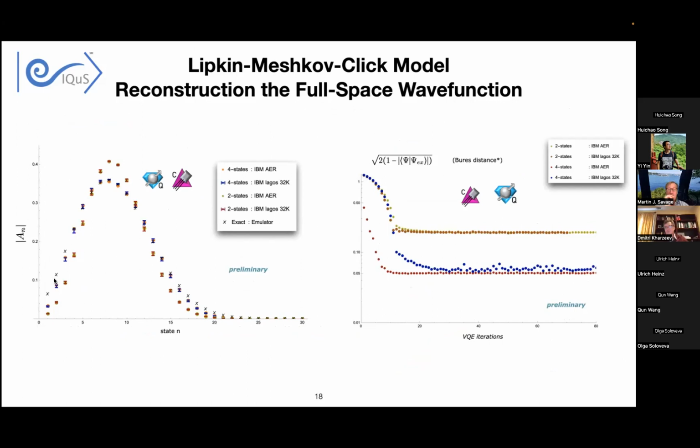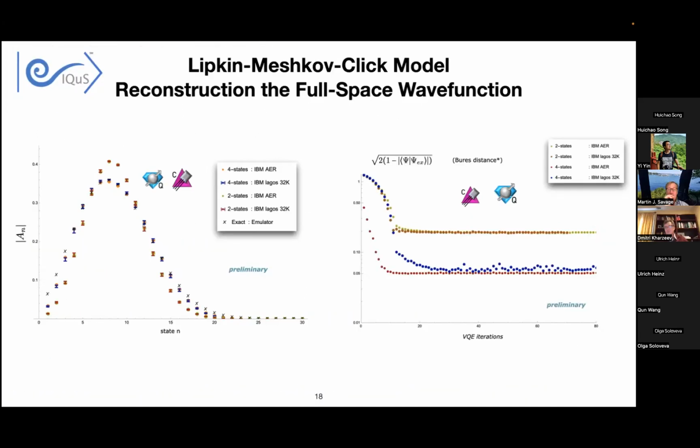And so the result, the dashed curves are the exact result of the full system, in this case 30 particles. The results here with the simulator and Lagos for 1 qubit. So this is recovering the exact wave function from just 2 states. And then the blue and orange results from the simulator and IBM device with just 2 qubits. And you can see over here, the fidelity of the wave function is increasing exponentially as you converge.